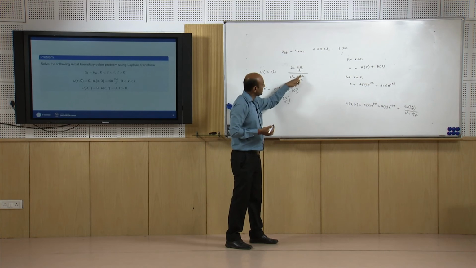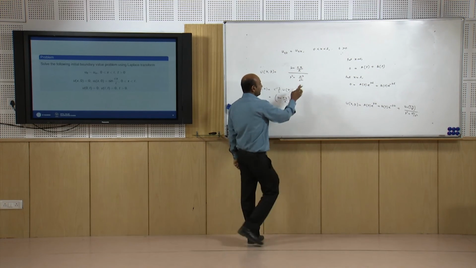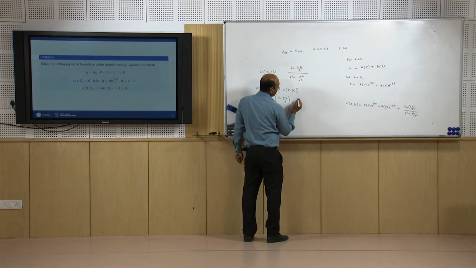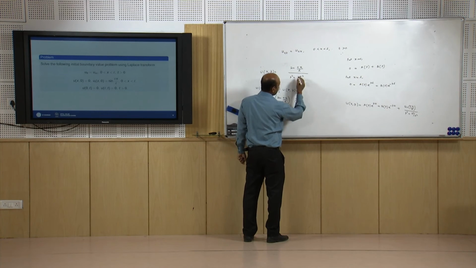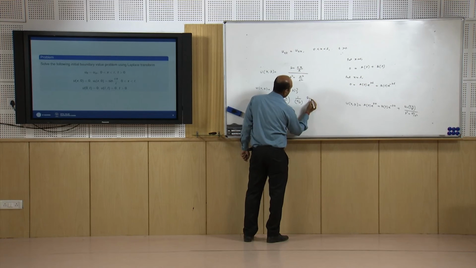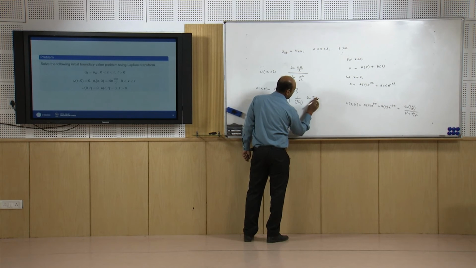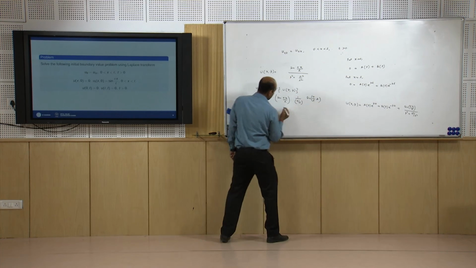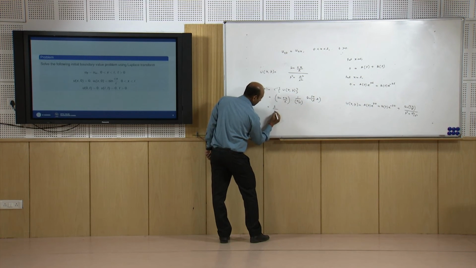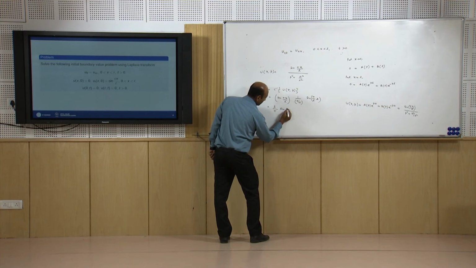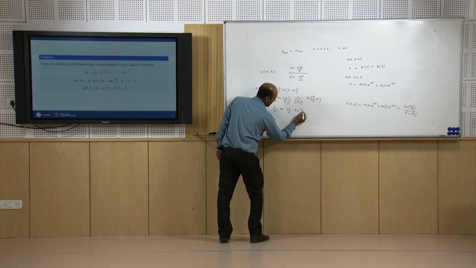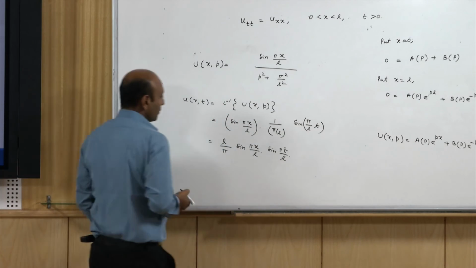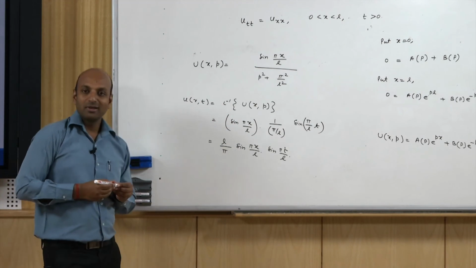And for the Laplace inverse of 1 upon this, you divide and multiply by π/L, so it is 1 upon π/L into the Laplace inverse of this, which is sin((π/L) t). So the final answer is (L/π) sin(πx/L) into sin(πt/L). So this will be the final solution of this equation.